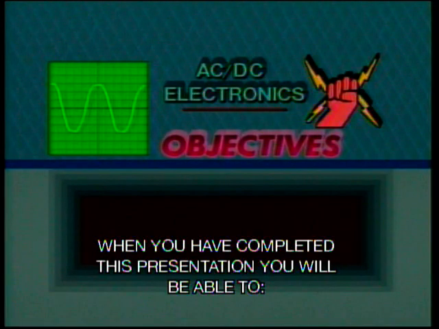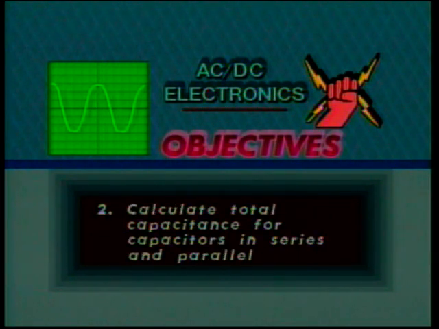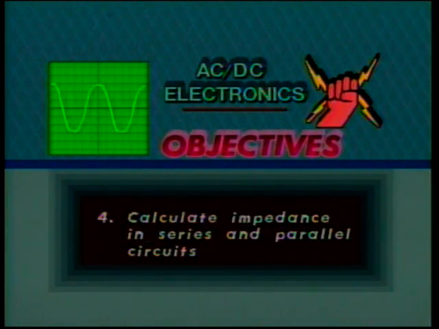When you have completed this presentation, you will be able to describe commonly used capacitors, calculate total capacitance for capacitors in series and parallel, describe the phase relationships between current and voltage in different types of capacitor circuits, and calculate impedance in series and parallel RC circuits.